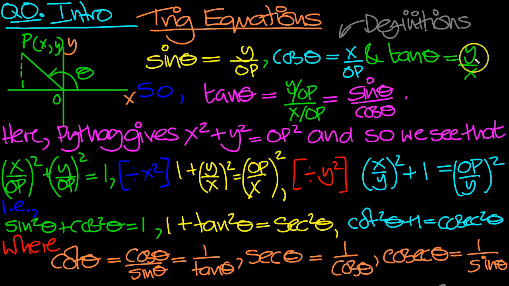Tan, of course, we can use properties of fractions, divide by OP top and bottom here and here. And then we can replace this by sine and this by cosine. And we get tan is sine over cos. So that's the first thing to note.